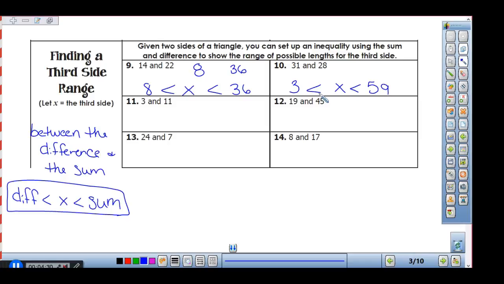X is greater than 8, because you would read that backwards. So why is it kind of backwards? Because you read it backwards. So 8 is less than X. We spent quite a bit of time on that last year in Algebra 1. Okay, so X is in the middle. Difference is 8. Sum is 14. Put your signs in.